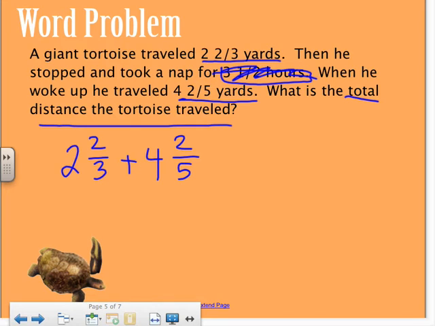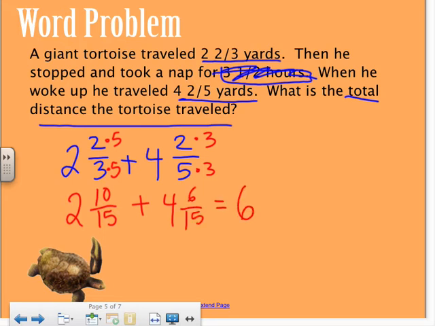You find a common denominator, so in this case it would be 15. We've got 2 10/15 plus 4 6/15. So the whole numbers add up to 6. The fractions add up to 16/15. So this is another example where I got this weird hybrid mix, so I need to pull out a whole. There's 1 in 15 and 16, so that 6 becomes a 7, with only 1 left over. So 1/15. So he traveled 7 1/15 yards.